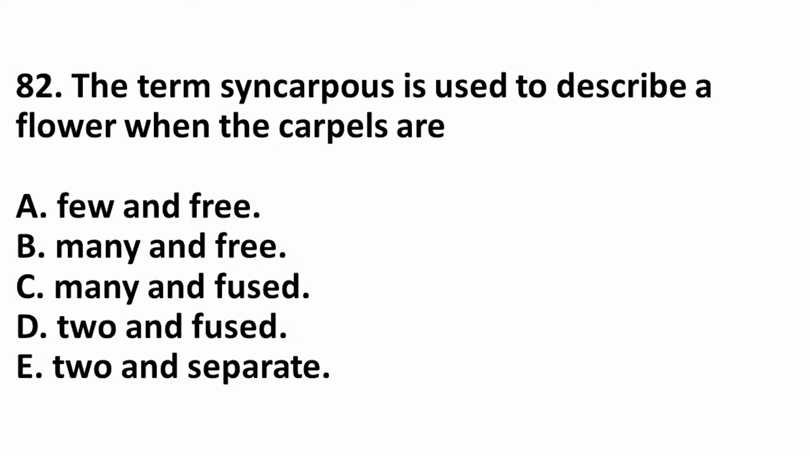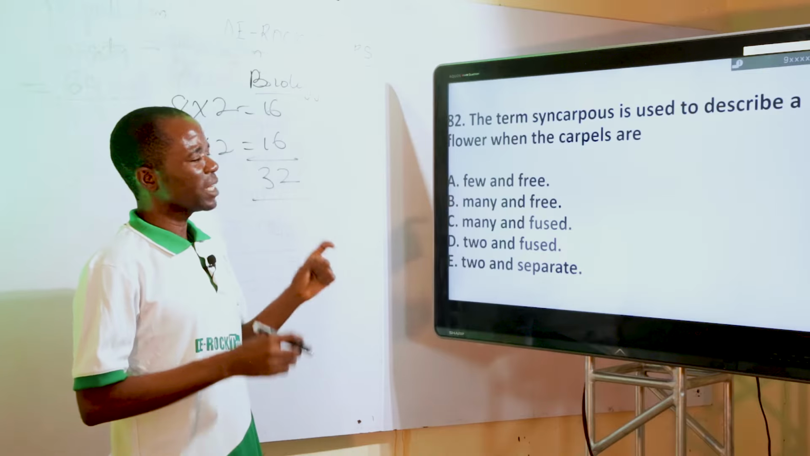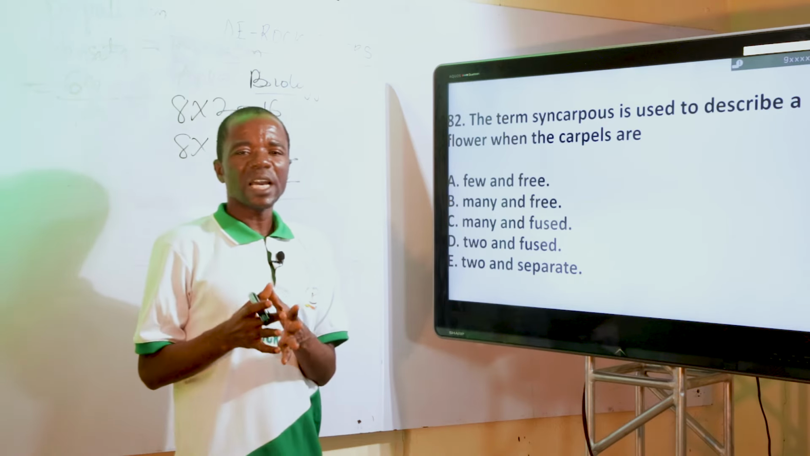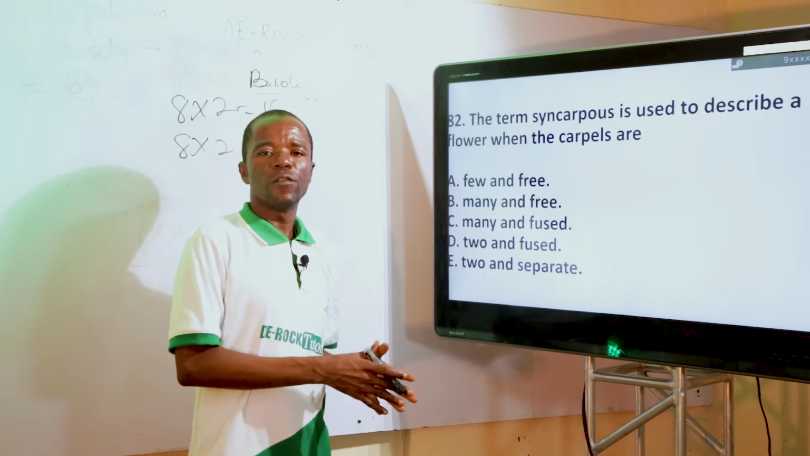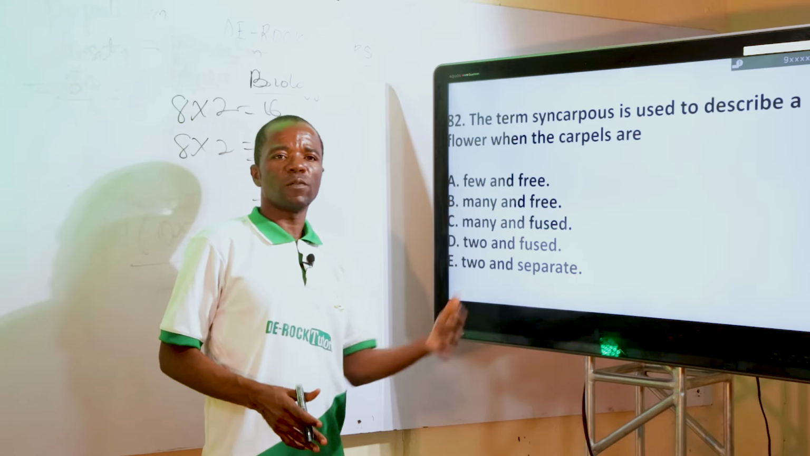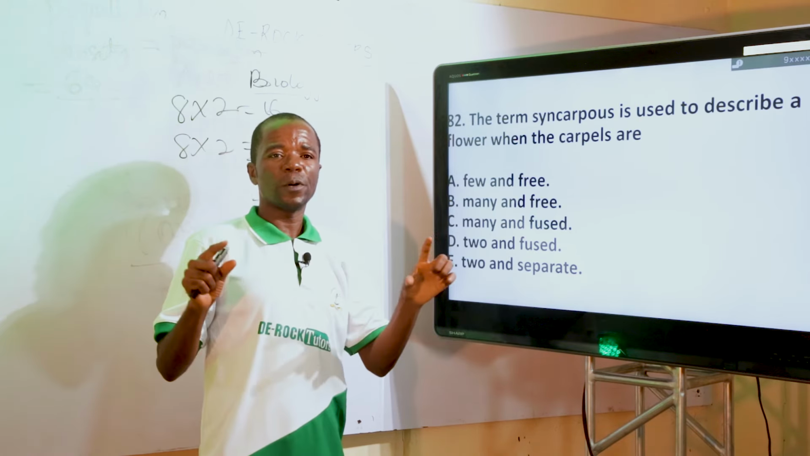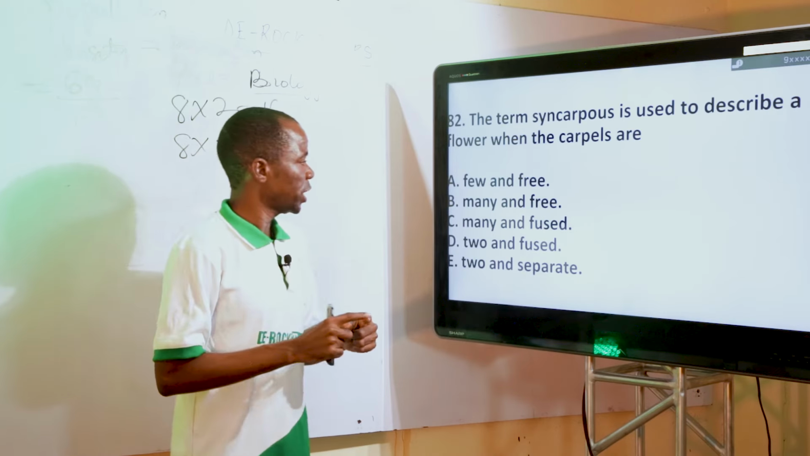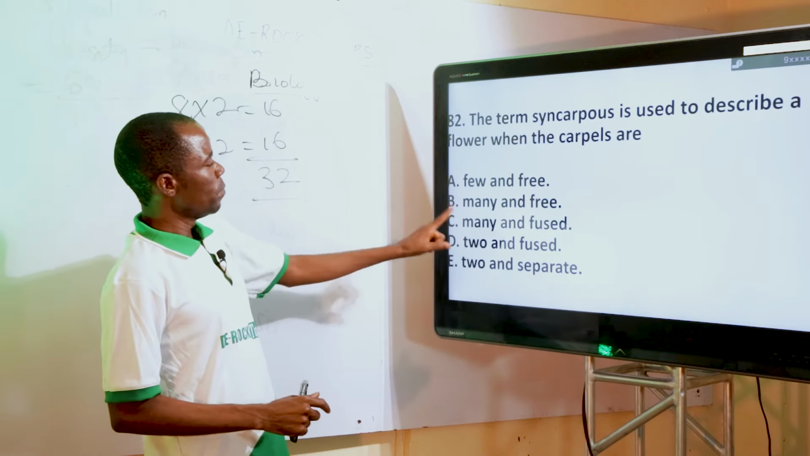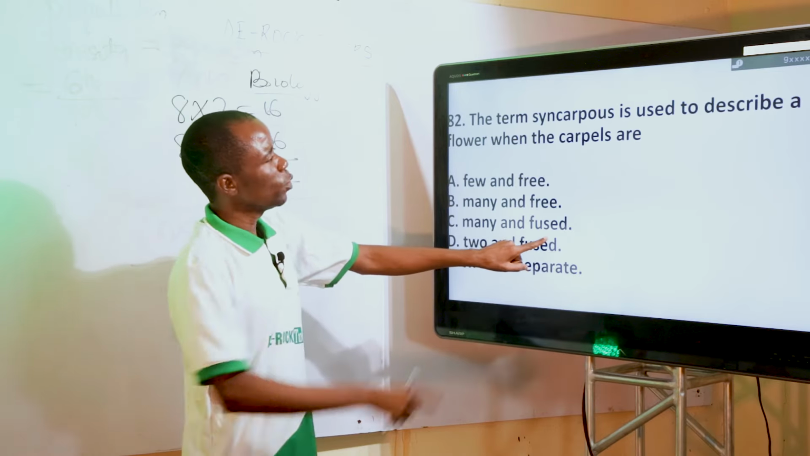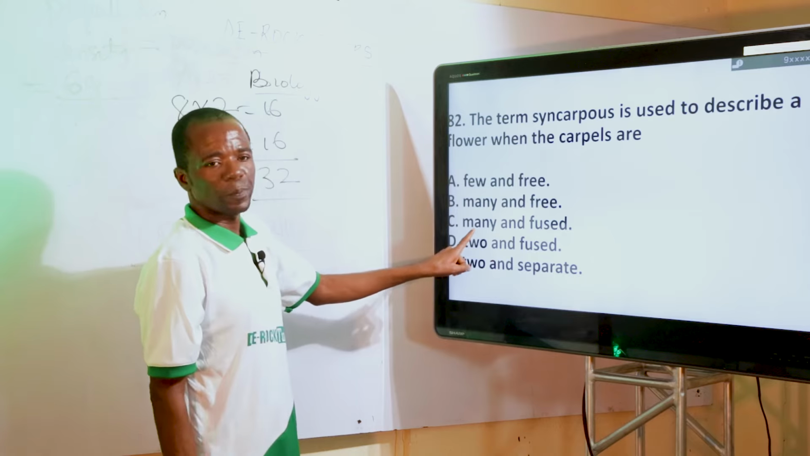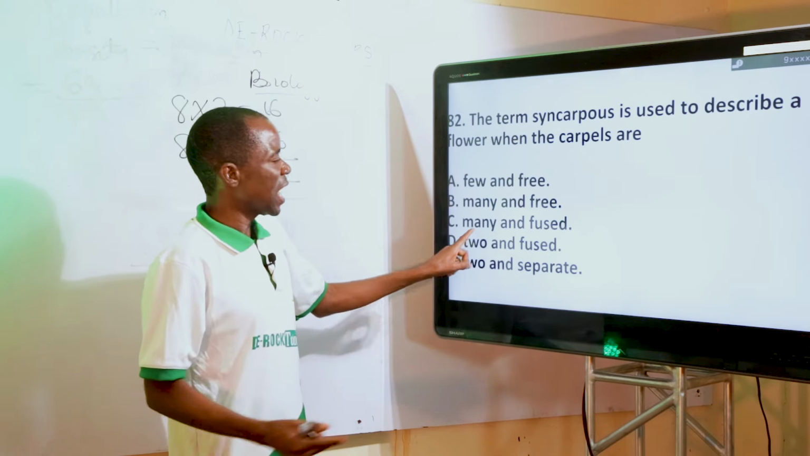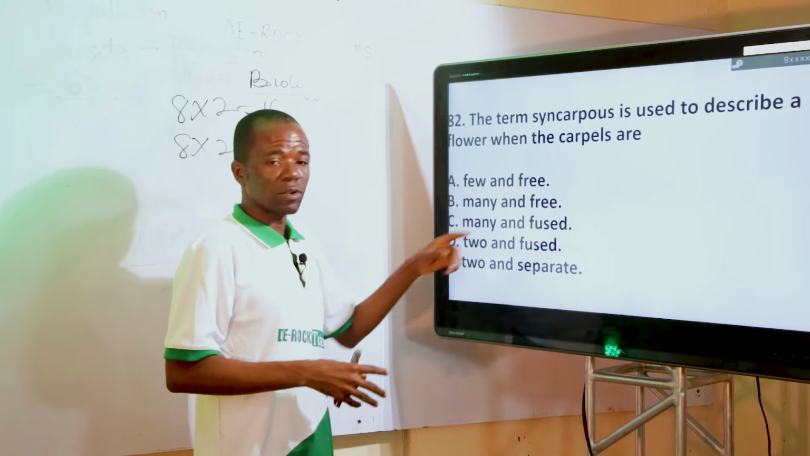The term syncarpous is used to describe a flower when the carpels are dash. Now, there are some flowers that possess syncarpous ovary. Syncarpous ovary refers to a flower that has many carpels that are fused together. So if you look at the options here, many and fused. So a syncarpous flower is a flower that has many carpels, that is more than 2 carpels, and they are fused together. They are not separate.